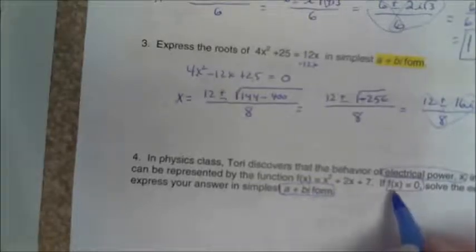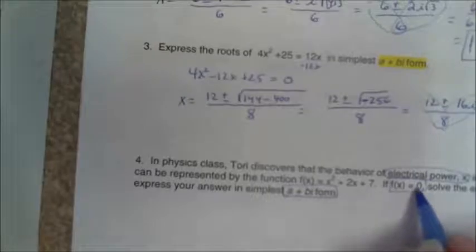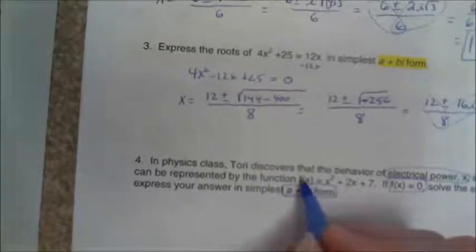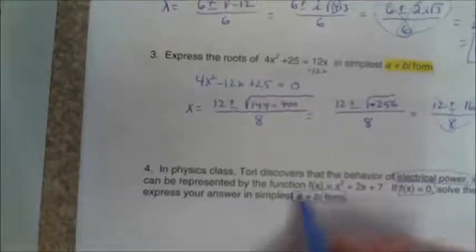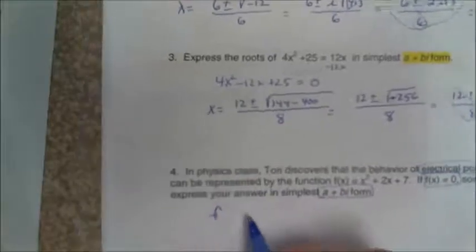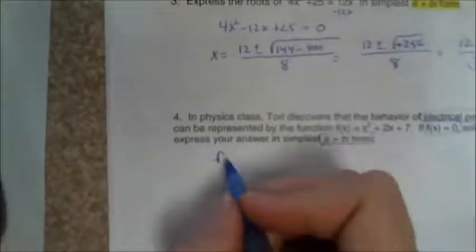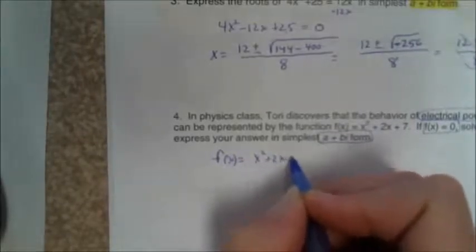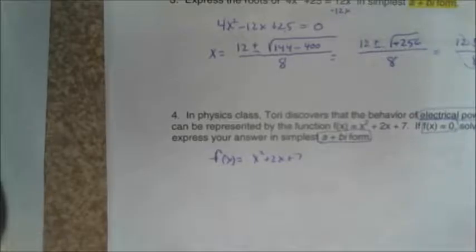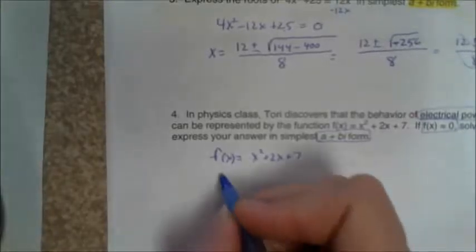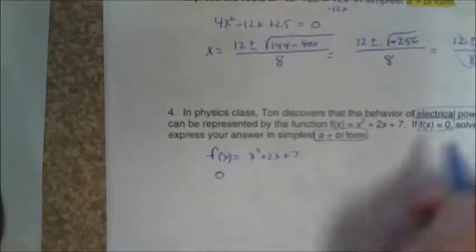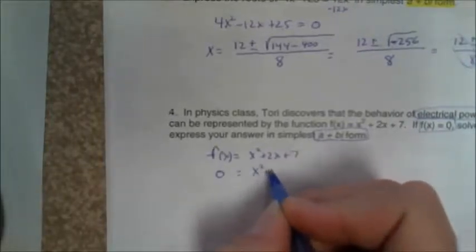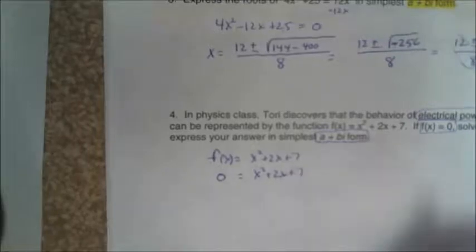because it's going to be a complex root. So what we're going to do is we're going to take f of x equals 0, and we're going to replace this f of x in here with a 0. So I'm just going to rewrite the original problem here. f of x is equal to x squared plus 2x plus 7. Now they're telling us that f of x is equal to 0, so we're going to replace this f of x with a 0, because that's what f of x is equal to, x squared plus 2x plus 7. Well, now we just have a plain old quadratic equation.